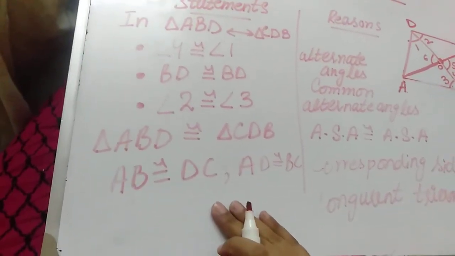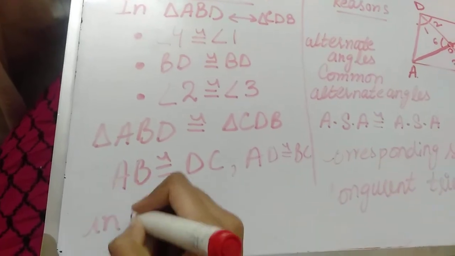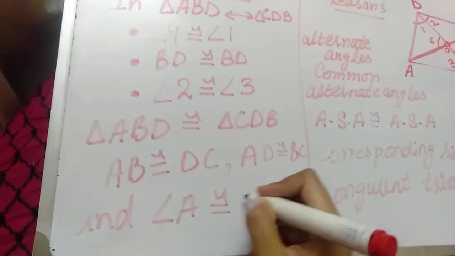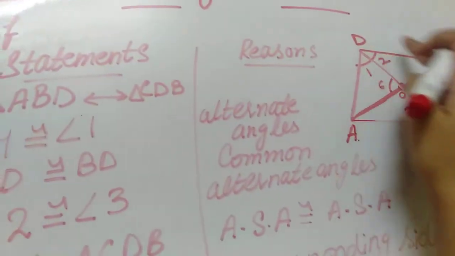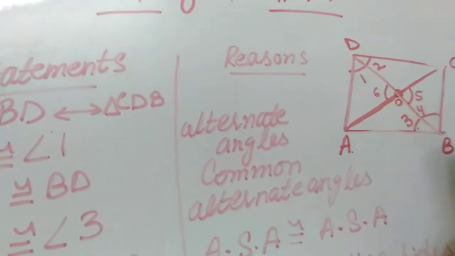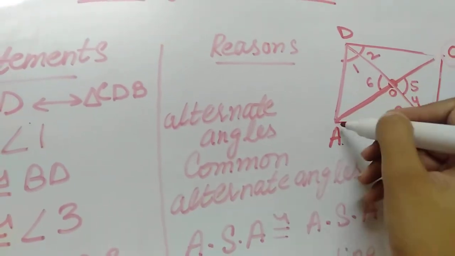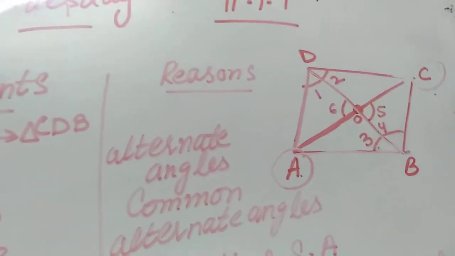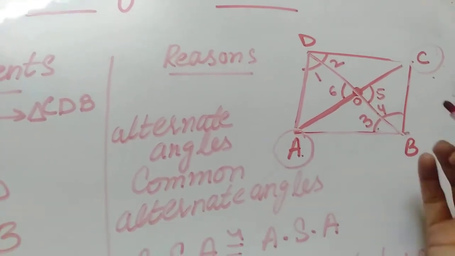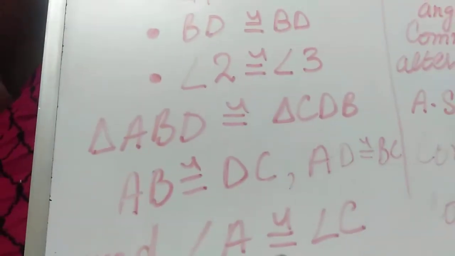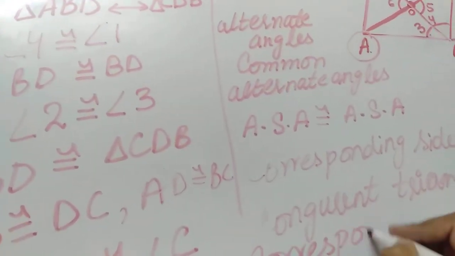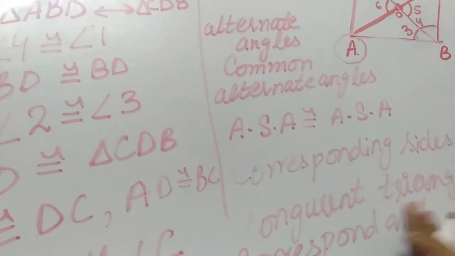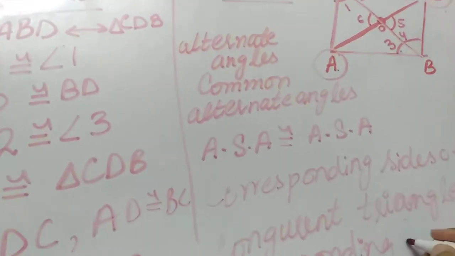Now if we talk about the angles, we can also say that angle A is congruent to angle C, because these two triangles are congruent to each other, so we can take any angle of these two triangles. So I am saying that angle A is congruent to angle C. The reason will be the same: corresponding angles of a congruent triangle.